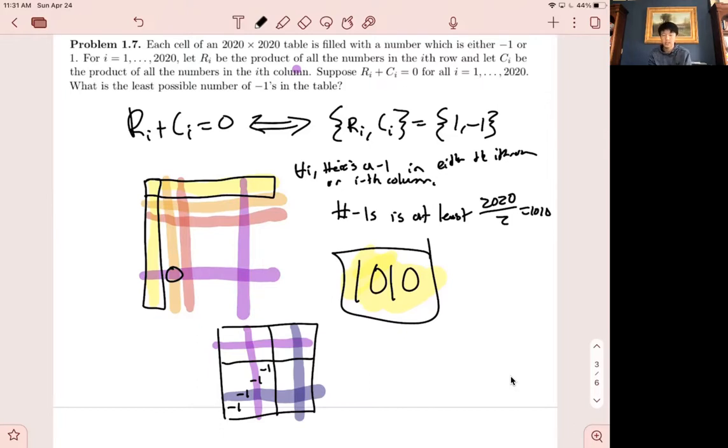And we can do this with only that many by doing this setup, where we fill up half the main diagonal with negative ones. And then for each value of i, you get exactly one negative one inside of the pair R sub i and C sub i.